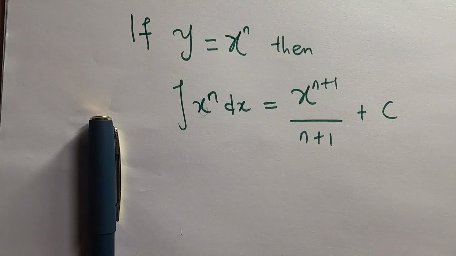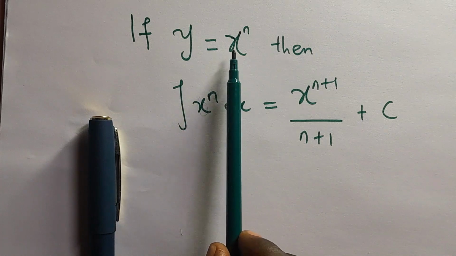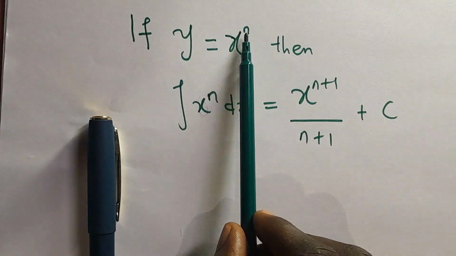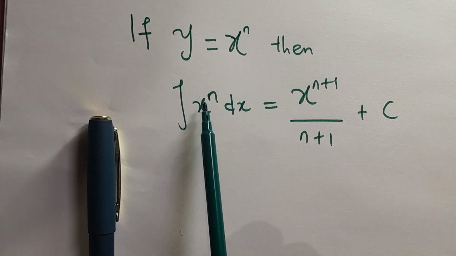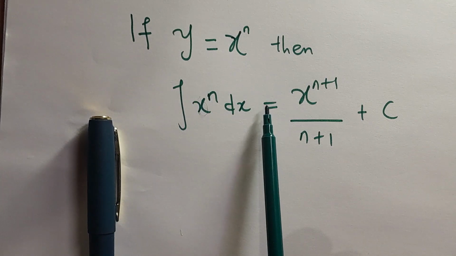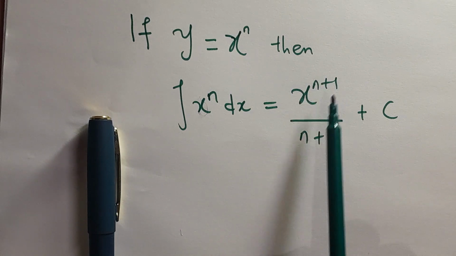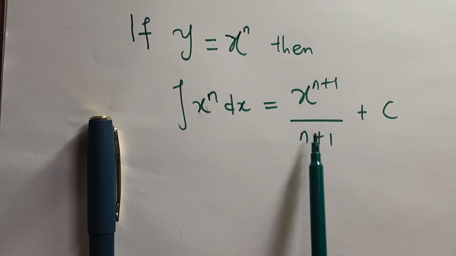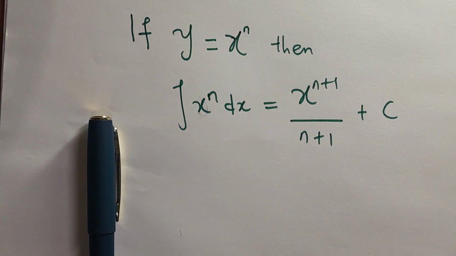Hi guys, today we want to prove that if y equals x raised to n, then the integral of x raised to n dx will be equal to x raised to n plus 1 divided by n plus 1 plus the constant of integration. Now, let's start the proof.